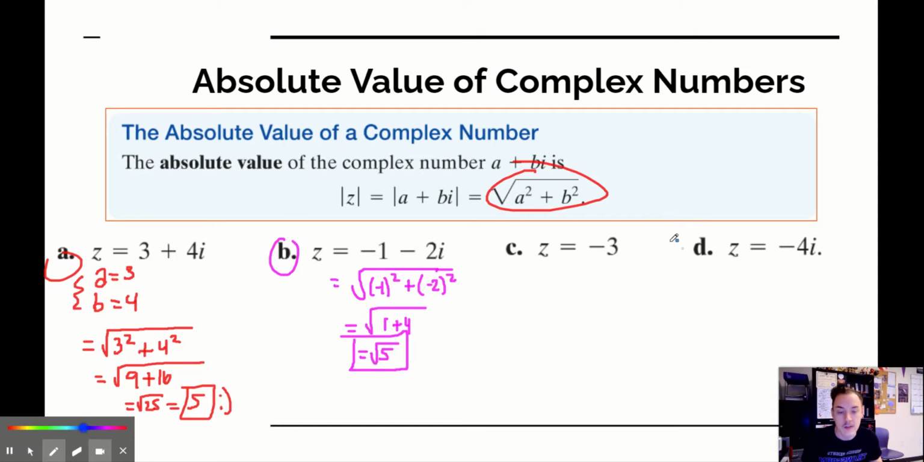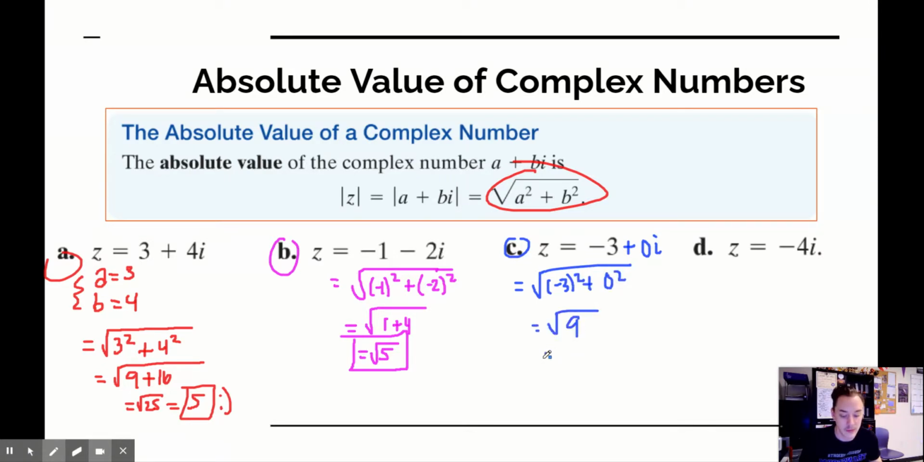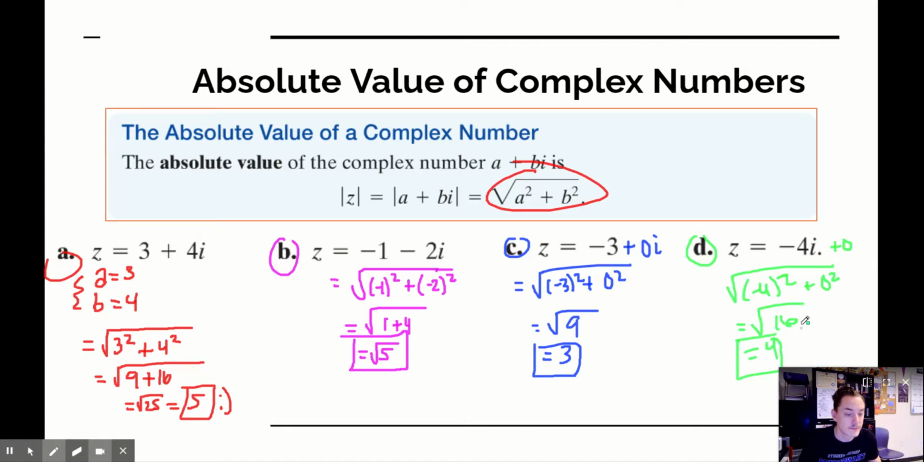Okay, let's do this. Well, this is going to be plus 0i, right? So this is radical, and then -3 squared plus 0 squared, which is not bad. So this is just 9, which of course is just 3, because 0 squared is 0 and -3 squared is 9. Radical 9 is 3. And then lastly, we're going to do this one. This is also plus 0, so it's not going to affect us too much, because -4 squared plus 0 squared is 16, and the square root is 4. Boom. That's all you do.